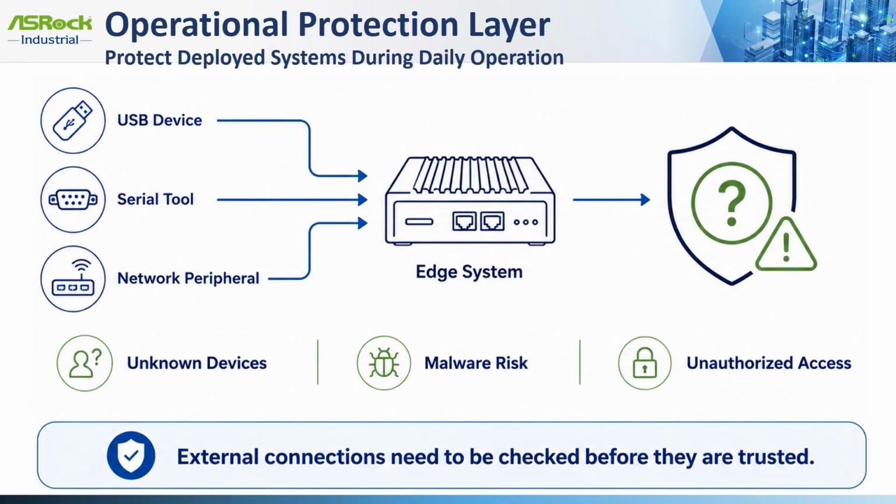So far, we have covered how to onboard, manage, update, and recover edge systems. Now, let's look at another important area, operational protection. Once a device is deployed, security risks can also come from physical access. For example, someone may connect a non-USB device or another external peripheral. That device may contain malware or try to access sensitive data. So deployed systems need a way to control external devices during daily operation.